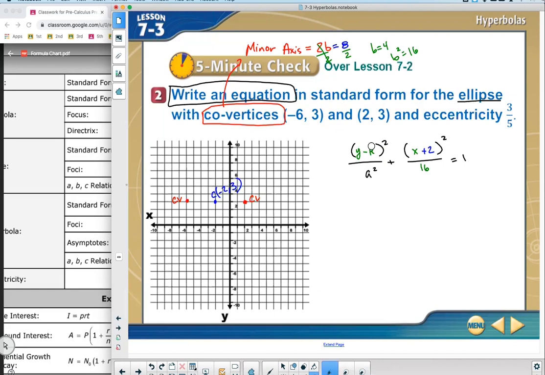And then I have a 3 here. So 3 substitutes in for k. And so when I erase that k and replace it with a 3, you notice it looks like y minus 3, the lie of a positive 3. We're 3/4 of the way done, all off of co-vertices. What's left? The a squared.